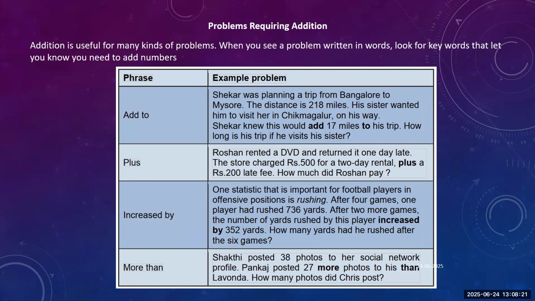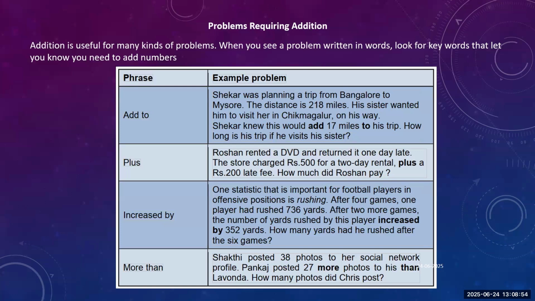Shekhar was planning a trip from Bangalore to Mysore. Distance is 218. His sister wanted him to visit her in Chikmagalur. On his way, Shekhar knew this would add 17 miles to his trip. So add and to have come. How long is the trip if he visits his sister? What will be the total length of the trip? When words like add to come, you have to add 218 plus 17, which gives you 235. This is an addition problem.